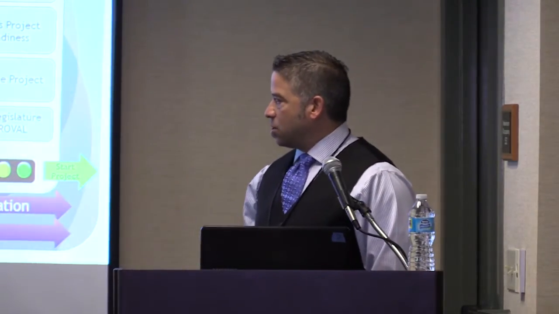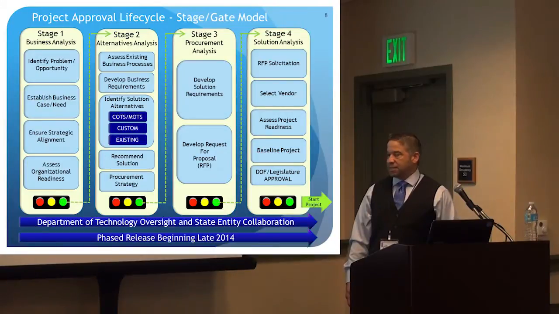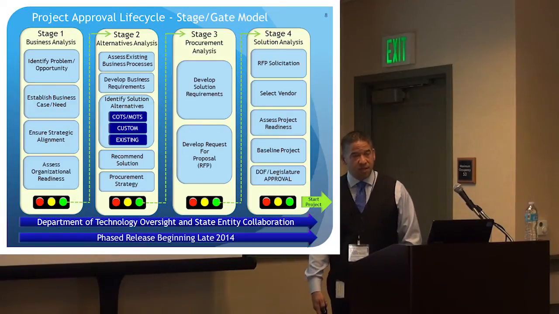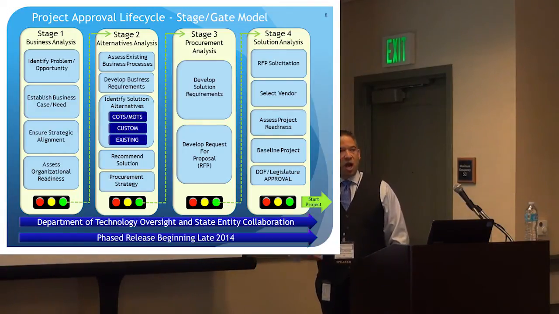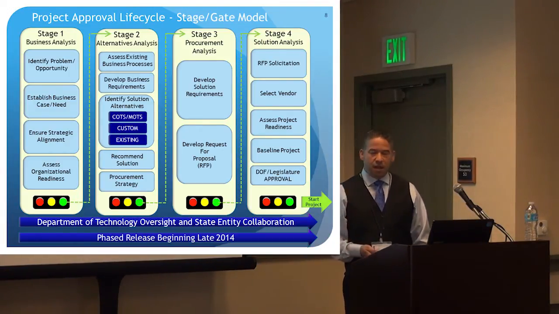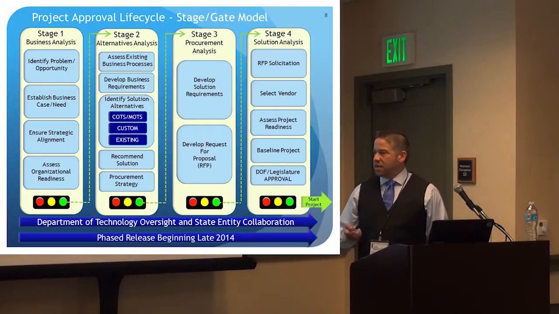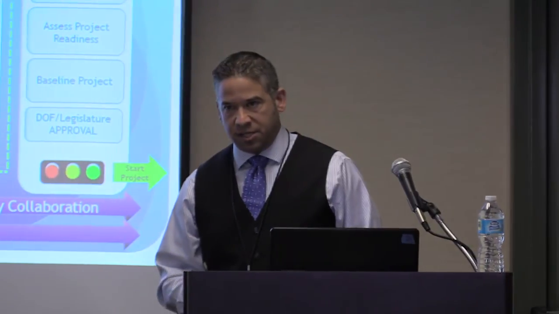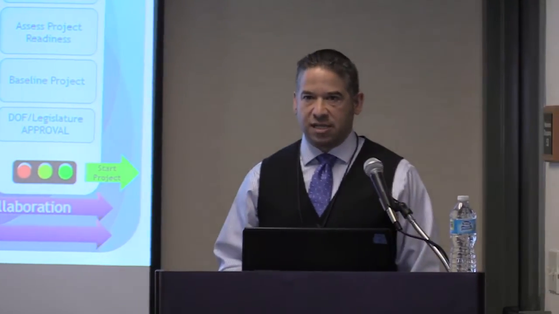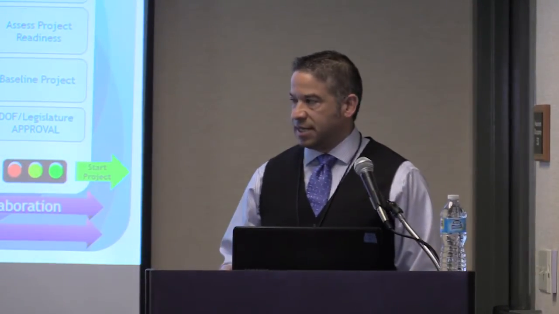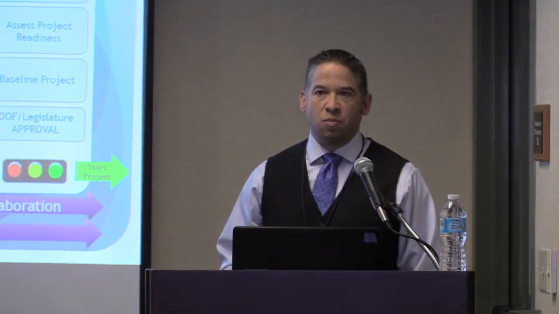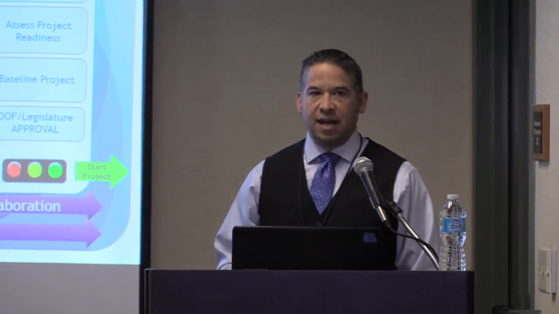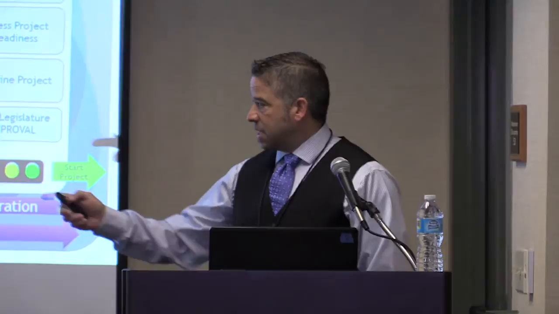Across the bottom, you'll notice that there's a Department of Technology oversight and state entity collaboration. One thing that we're doing for the STAR project that we're putting a heavy emphasis on is we're identifying things that we're calling opportunities for engagement. So along the way, we're going to identify what is the right opportunity for the Department of Technology to engage with the process, with the department, with the agency, and get the correct players in the room and get everybody on the same page. And we're calling those opportunities for engagement.